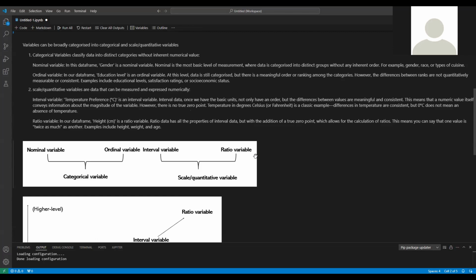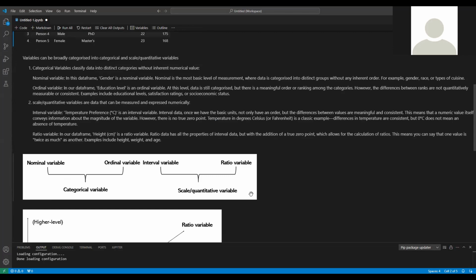For scale or quantitative variables, we have already chosen a basic unit or minimum unit to numerically measure them. And depending on the meaning of zero, if a variable contains a true zero point, meaning zero actually means nothing there, this type of variable is a ratio variable. If in that variable, zero does not refer to nothing, then this variable is an interval variable.